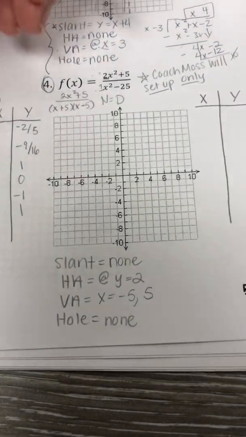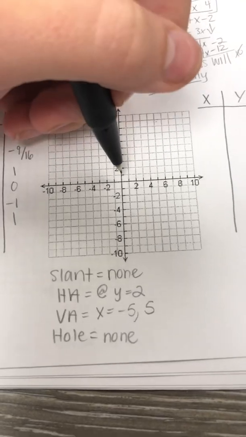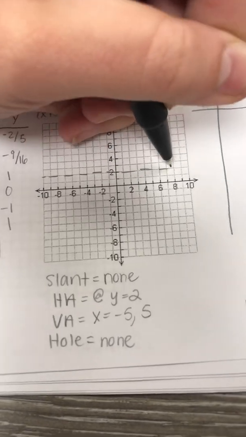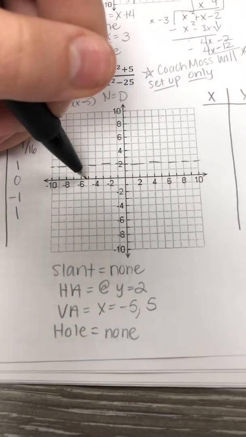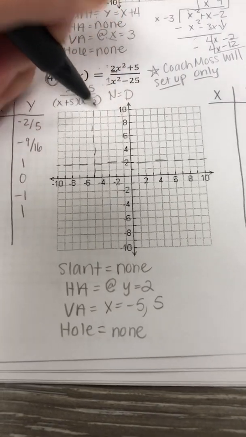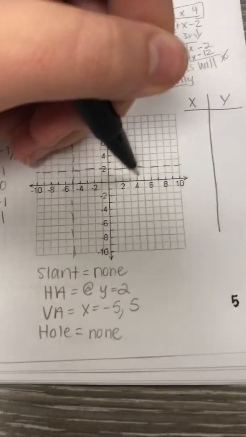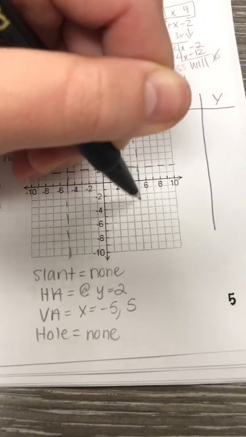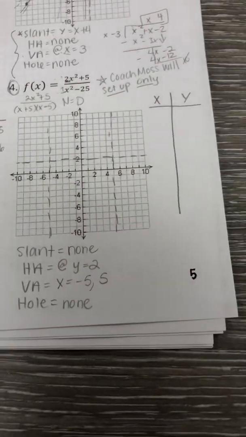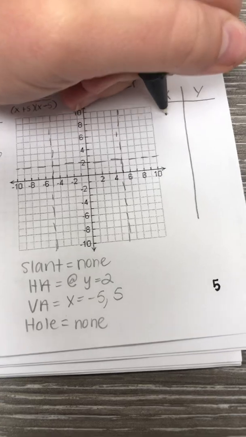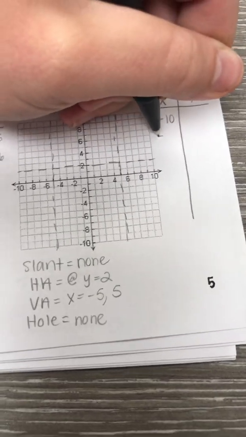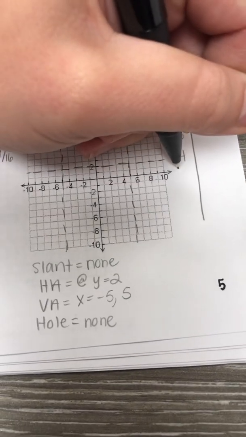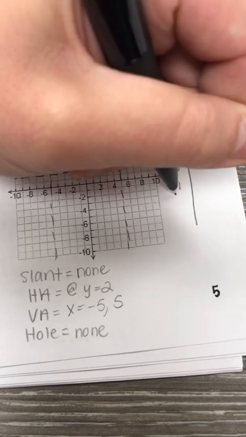So again, I'm just going through the steps of setting that up. At y = 2, we'll have a horizontal asymptote there. And then we have x = -5 and x = 5. And then again, you'll want some sporadic points. I think when I did this one, I used -10, -6, -4, -2, -1. I like doing 0.